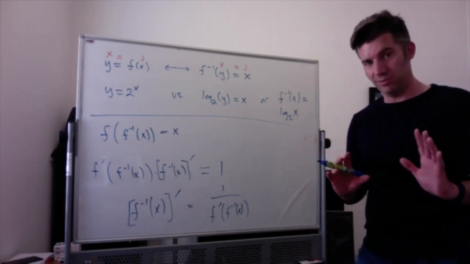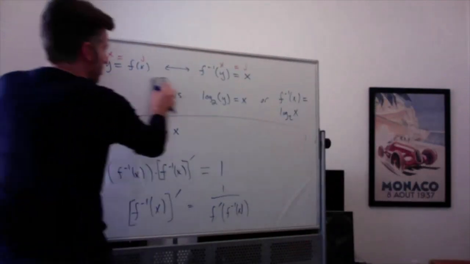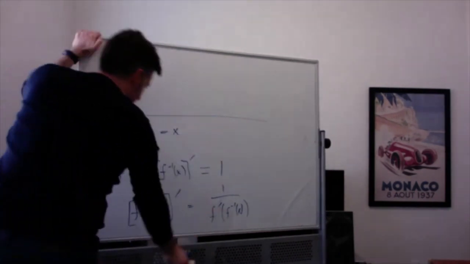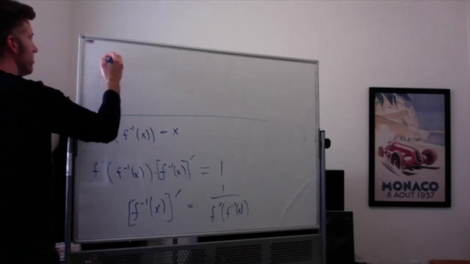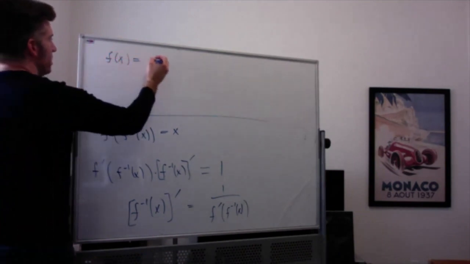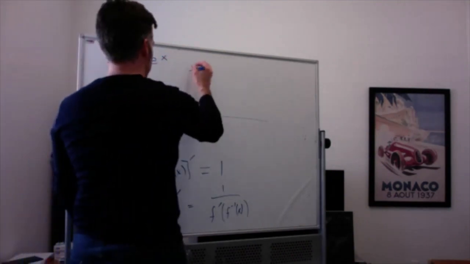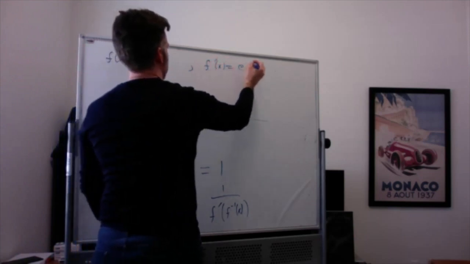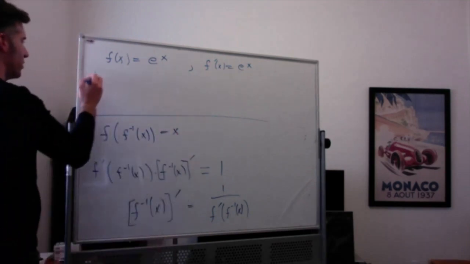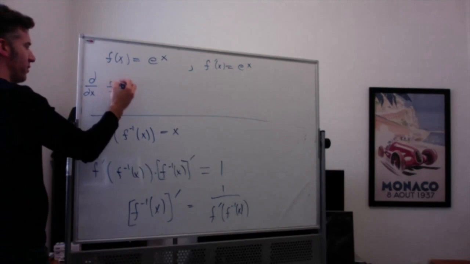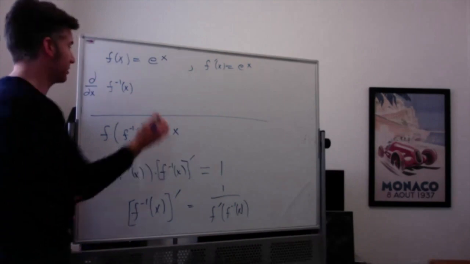So let's look at an example. In fact, let's look at a really well-known example. Let's say our function is e to the x. What's the derivative of e to the x? Well, it's e to the x, of course. But I want to find the derivative of the inverse function. And I know the inverse function of e to the x is the natural log of x.